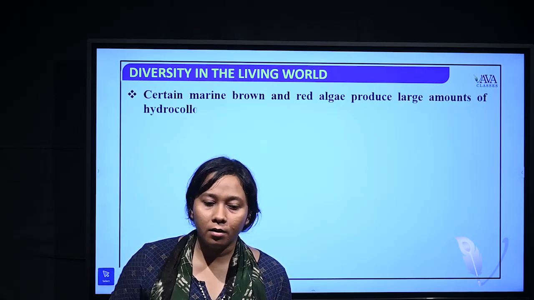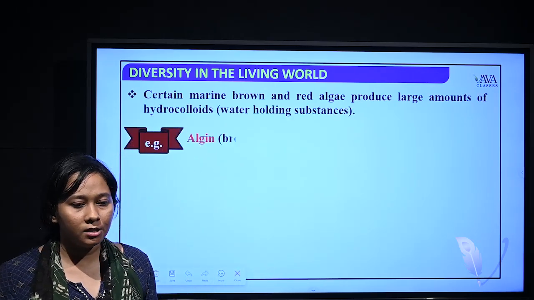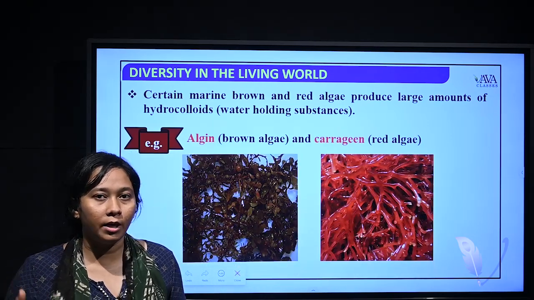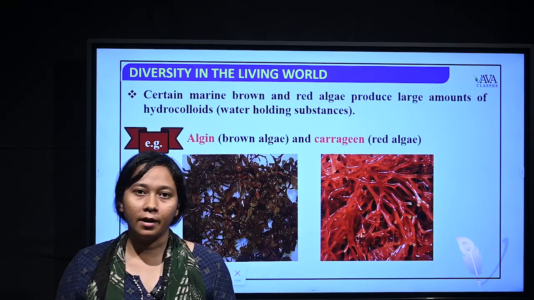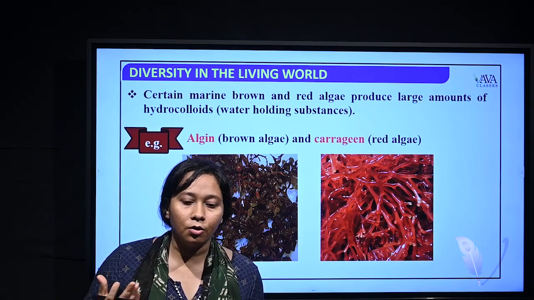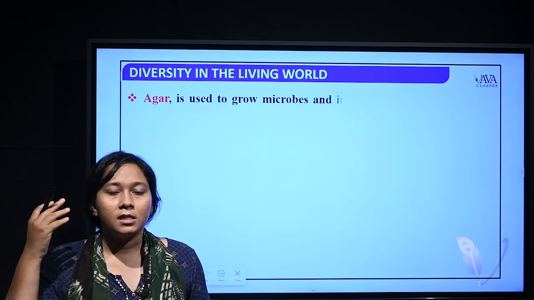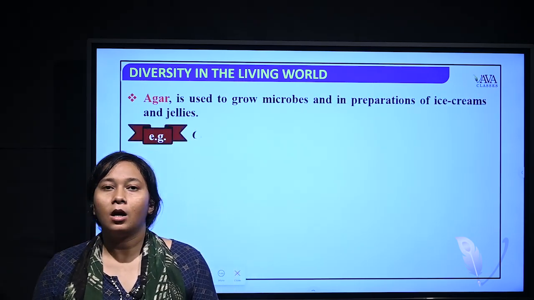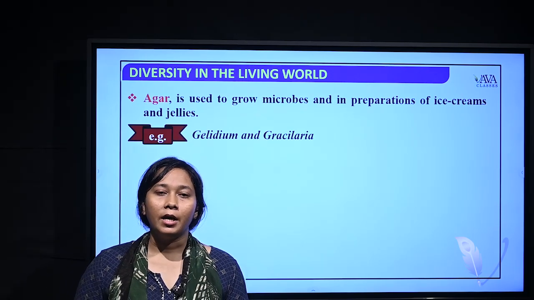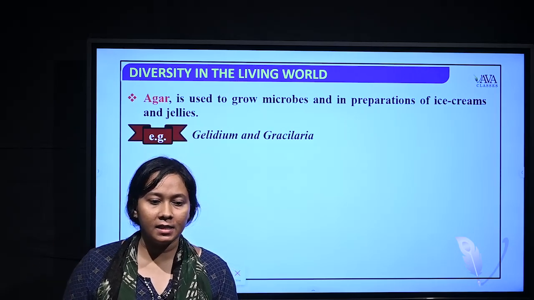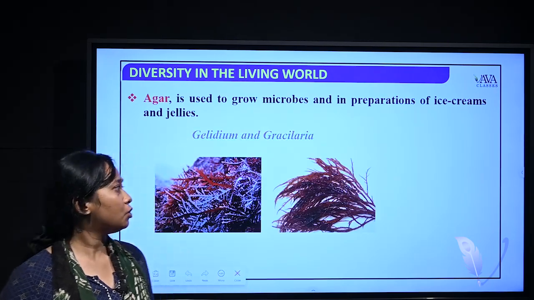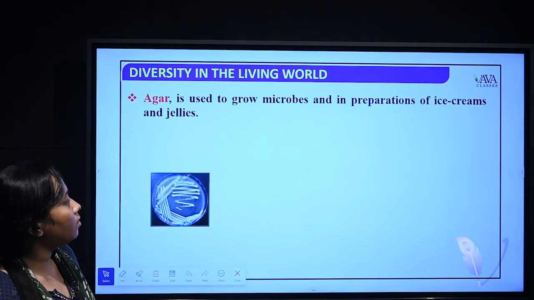There are also some marine organisms, brown or red algae, which have water holding substances, that's why they are called hydrocolloids. For example some brown algae, and red algae such as carrageenan. There is also another product, agar, which is helpful in preparing ice creams and jellies. For example Gelidium and Gracilaria are useful in the preparation of ice creams or jellies.